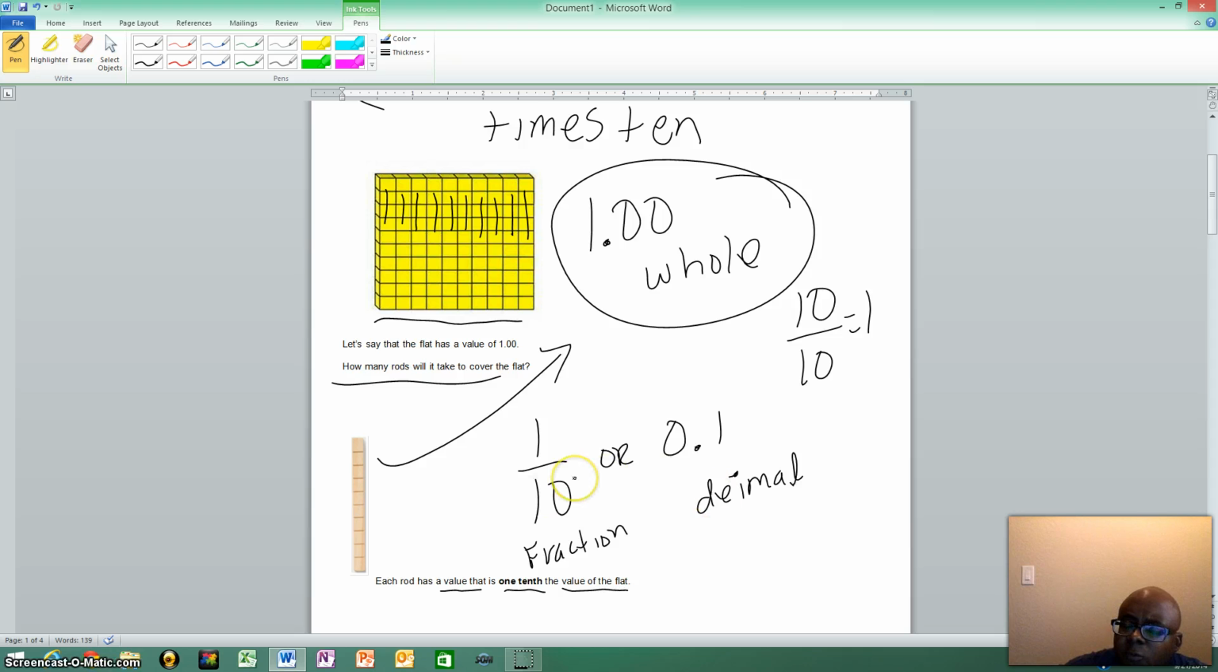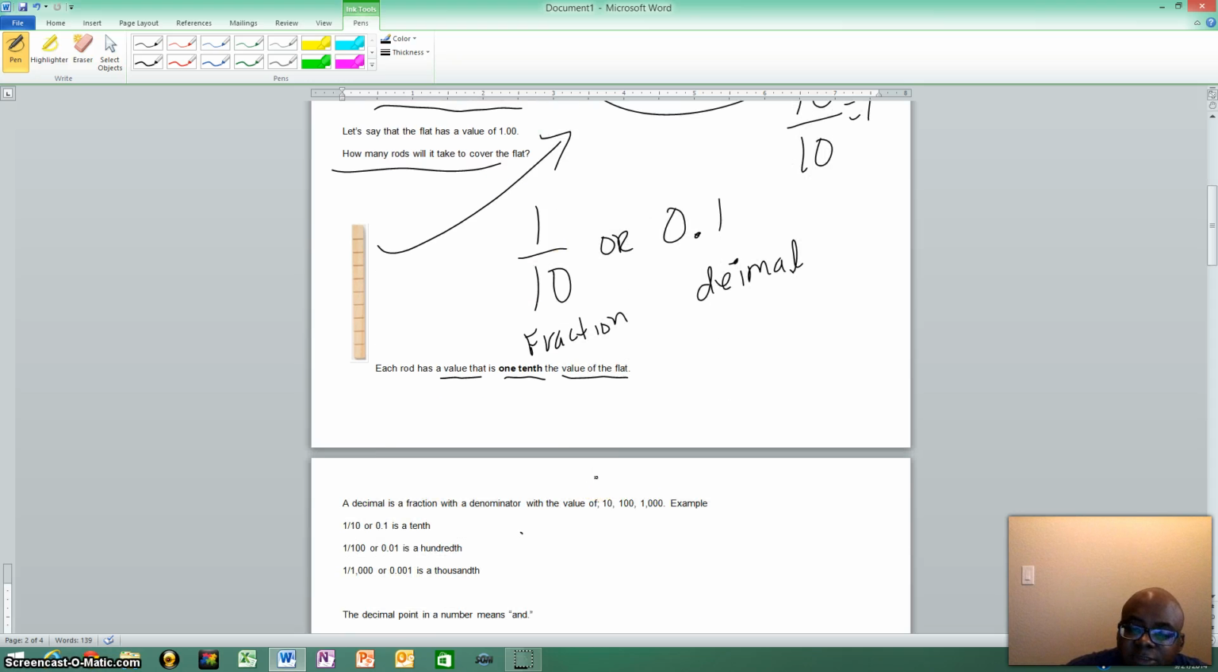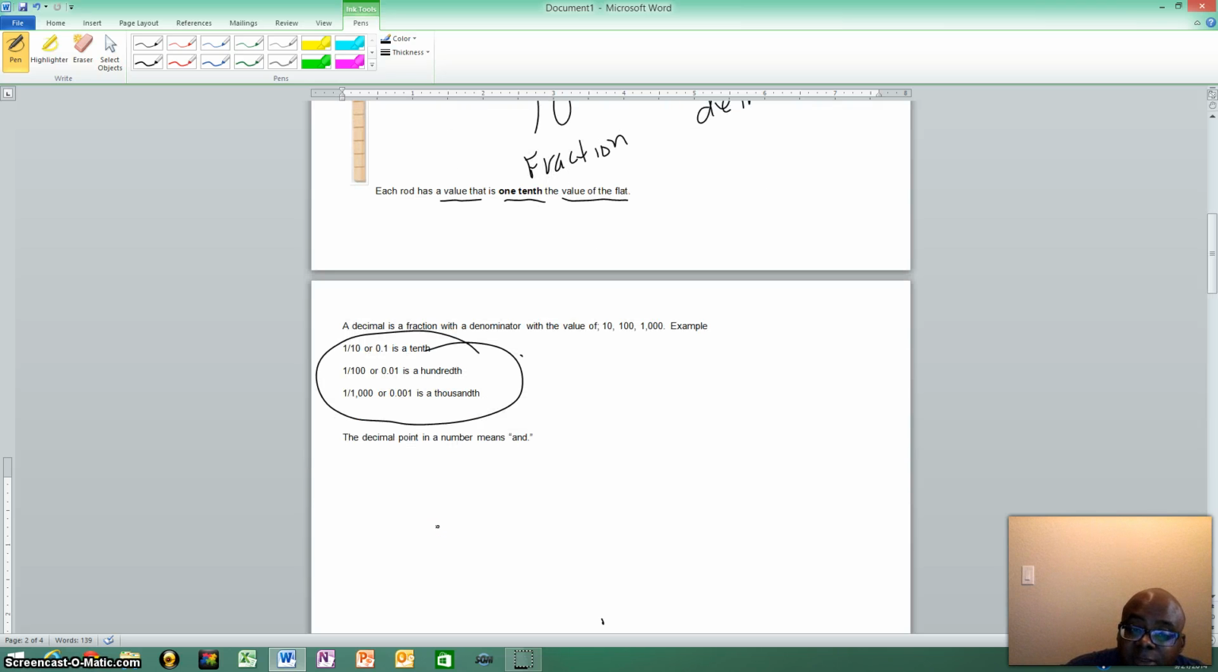So 1/10. Now, a decimal is a fraction with a denominator that has a value of 10, 100, or 1,000, and even more. But as far as 4th and 5th grade, we're only going to be concerned with these decimals right here. And anytime we see a decimal point, it's going to mean "and."